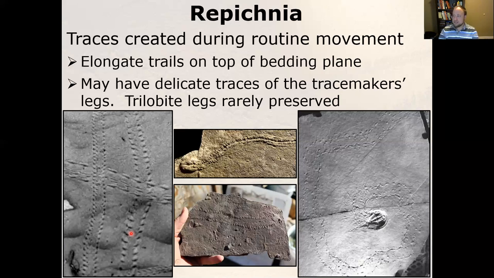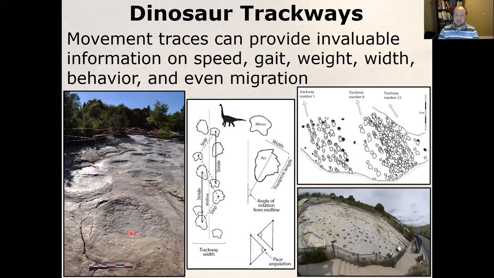Probably the most dramatic example of this are dinosaur trackways. So movement traces, vertebrates make movement traces as well. And by analyzing these, it can provide us a lot of information on how fast they could move, how they moved, what their gait was, how heavy they were by how compressed the sediment was. There are some examples of sauropod footprints crushing freshwater bivalve beds. It also gives us some information on their behavior and even maybe some migration strategies.